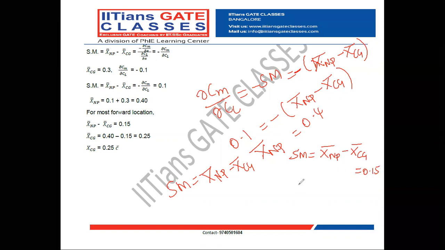So what happens? We get x_cg bar equal to x_np bar minus 0.15, that is 0.4 minus 0.15. The neutral point doesn't change. CG location can be shifted by changing the static margin. So neutral point location remains fixed irrespective of change in the angle of attack or CL. Okay, so we'll get it as 0.25.